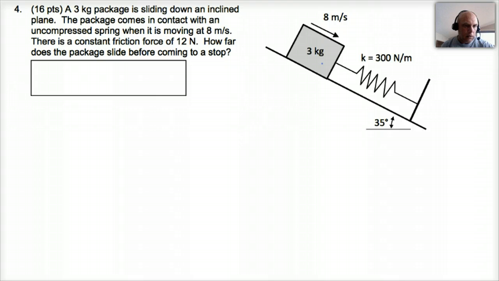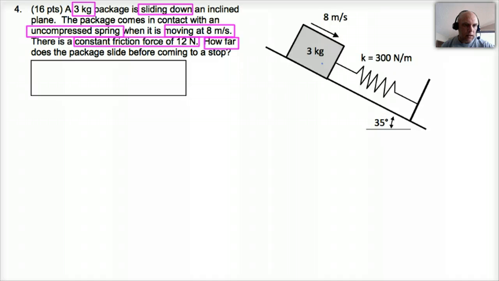So we'll do that and that. Obviously we have the mass of the box, and an uncompressed spring, so that's telling us our initial spring energy is zero. It's got a velocity, it's sliding down. A constant friction force is given, and we want to determine how far.